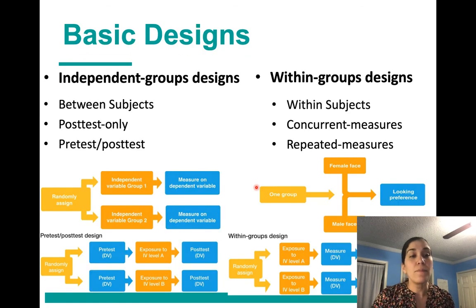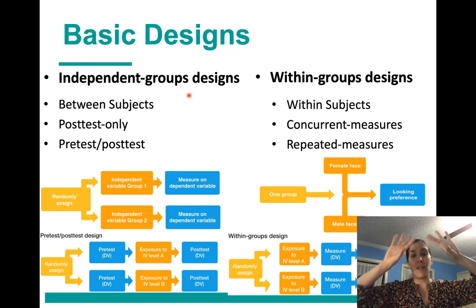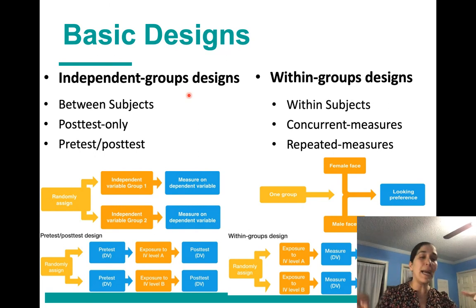Okay, so an independent groups design is where you have at least two groups. You have one independent variable that has at least two levels, and you're dividing your participants into these groups. And there's two types of independent groups design: post-test only and pre-test post-test.